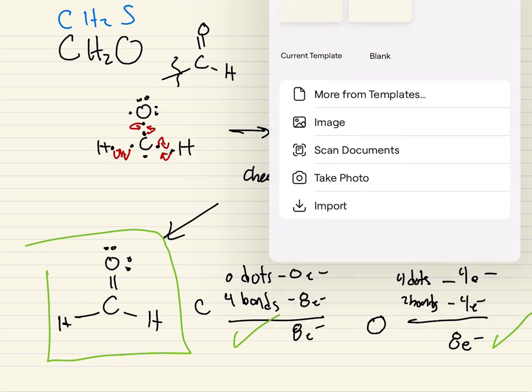So if I go to the next slide here, and I look at ammonia, this is what the Lewis structure for ammonia would look like. And now I want to say, well, what does PH3 look like? Which you can name now. So how would you name PH3?